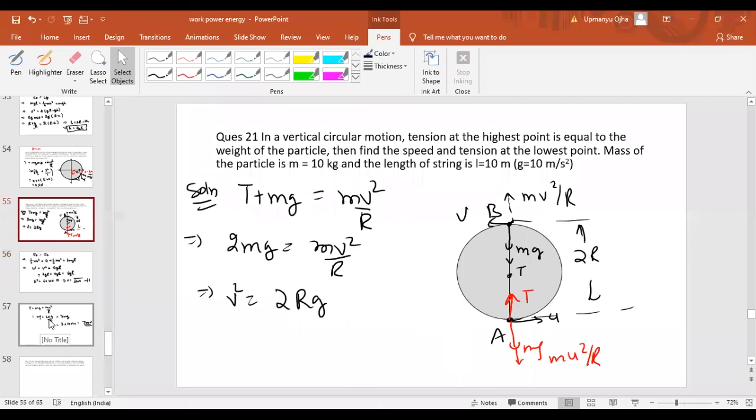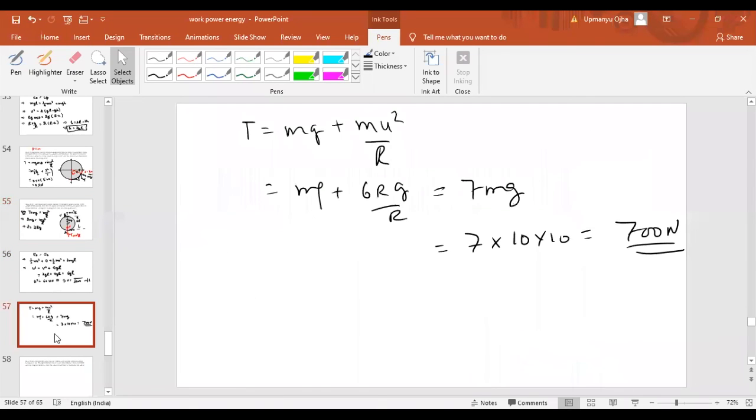Okay, I hope you understood this. Did you understand how it is 2mgr? The potential energy at point B will be 2mgr.